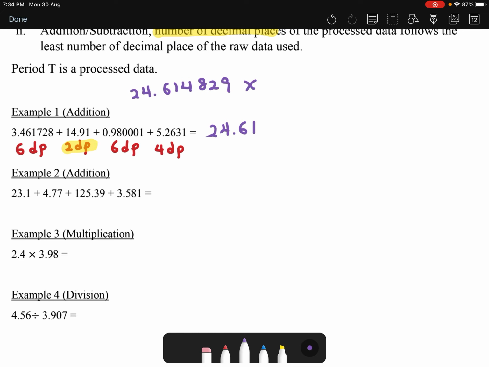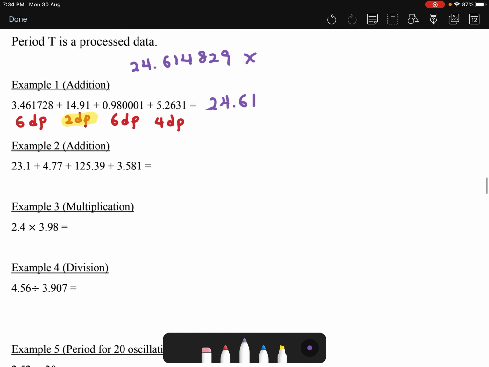Okay, example 2, I'm doing our addition again. So okay, so let's put in the DP. So the first one will be 1 DP, second one is 2 DP, third one is 2 DP, and last but not least is 3 DP. Of course, our final answer must be 1 DP. So let me just calculate.